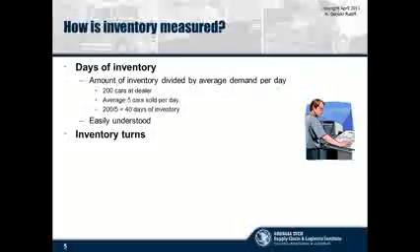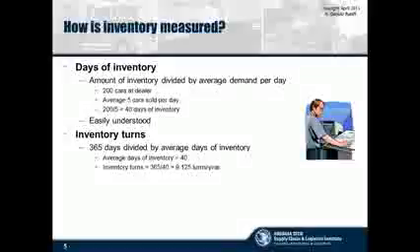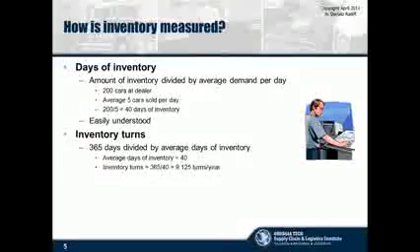The other common way to talk about inventory is in terms of inventory turns. Inventory turns is also not hard to calculate. If you take the average days of inventory, in this example 40, you just divide that number into 365. So you get a little over 9 turns a year.